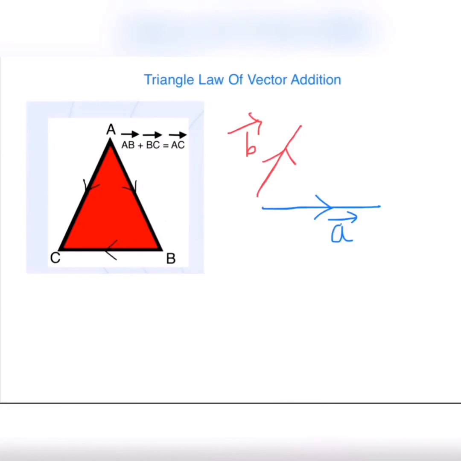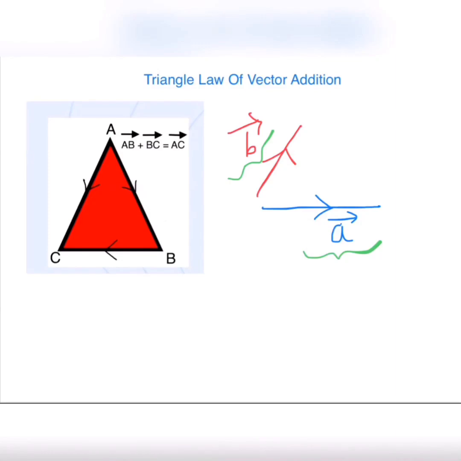Today we will be discussing addition of vectors. First, let us see what the triangle law of vector addition is. If we are provided with vectors A and B, can we add both these vectors? How do we add them?